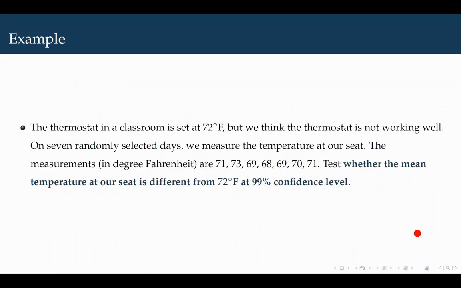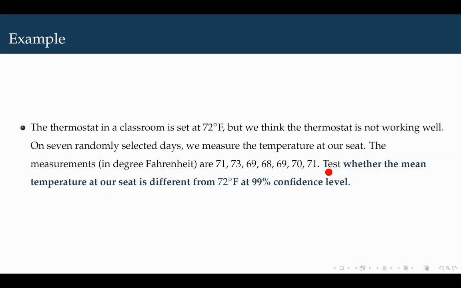Let's consider another example. The thermostat in a classroom is set at 72 degrees Fahrenheit, but we think that the thermostat is not working well. So on 7 randomly selected days, let's assume that we measure the temperature at our seat in degrees Fahrenheit and obtain the values 71, 73, 69, 68, 69, 70, 71. Then the question of interest is to test whether the mean temperature at our seat is significantly different from 72 degrees Fahrenheit at 99% confidence level.